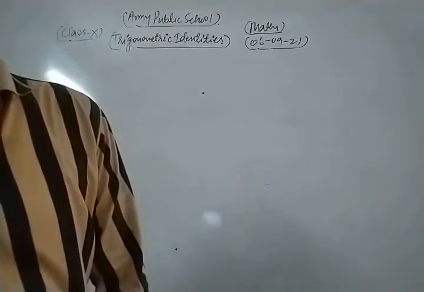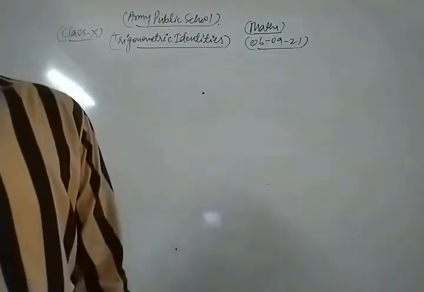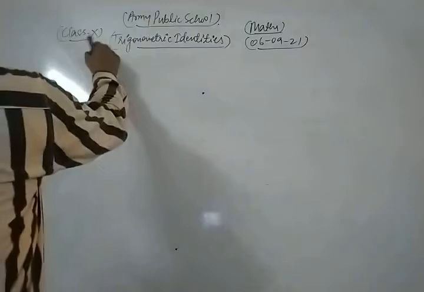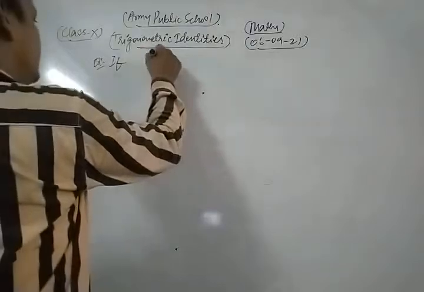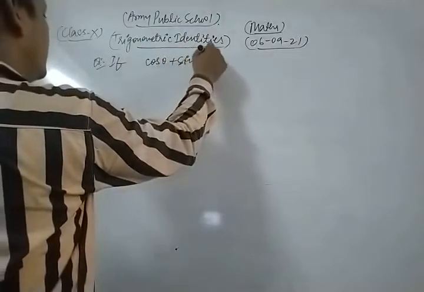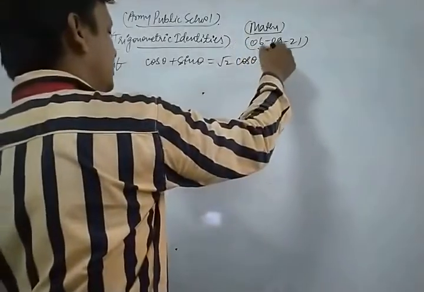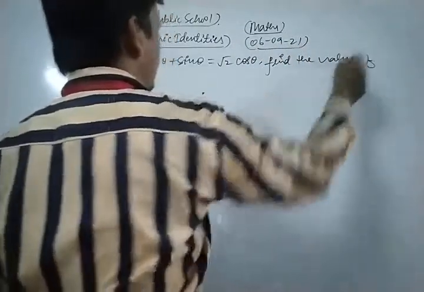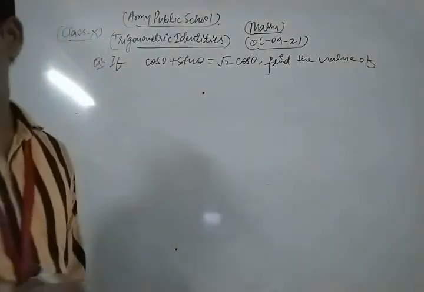Now, we take some other important questions based on identity. Prove that, if cos theta plus sin theta is equal to under root 2 cos theta, find the value of cos theta minus sin theta.